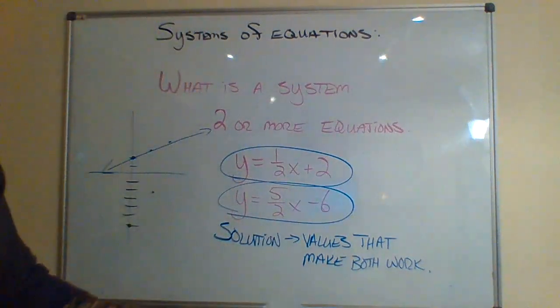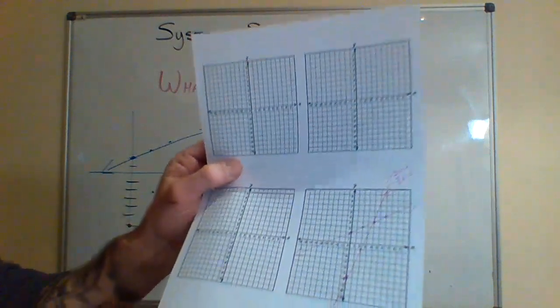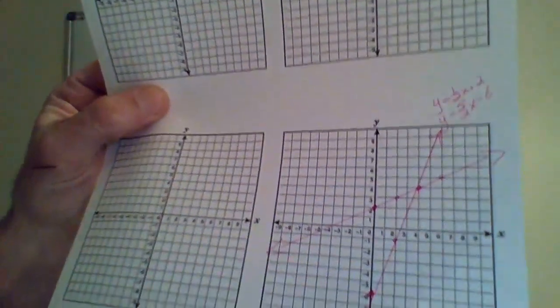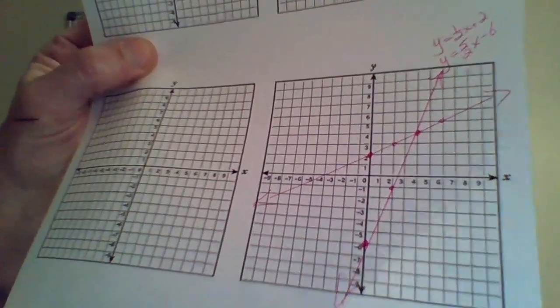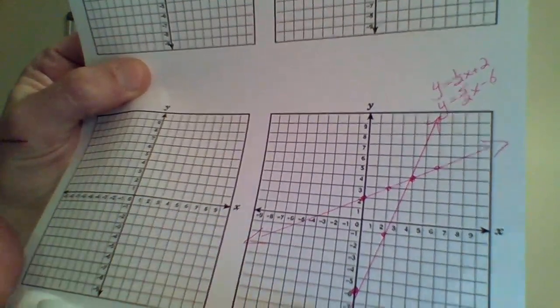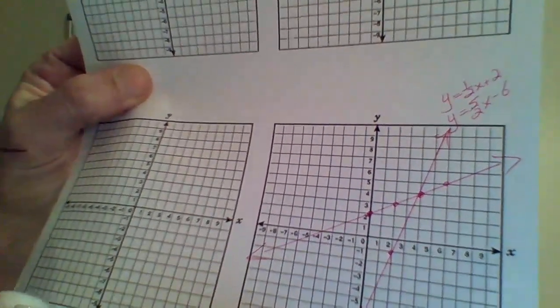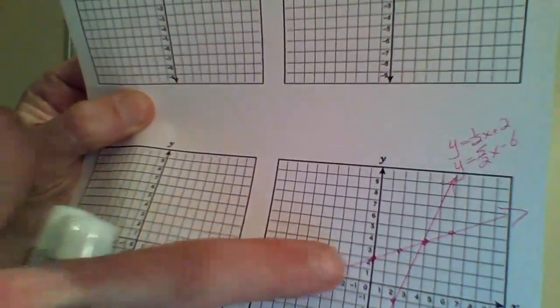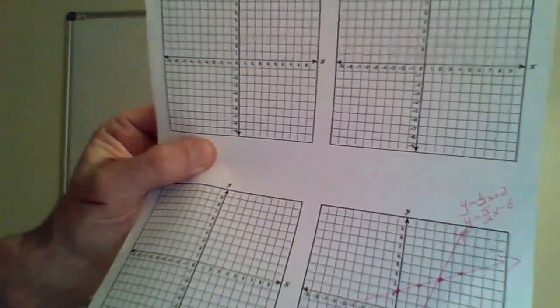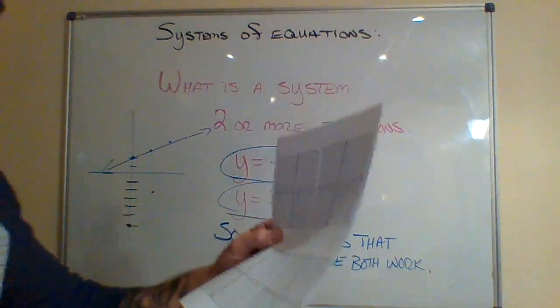I've graphed them both here. I'm going to try to show you this. We'll see how that goes. So what I'm looking at there, I'm trying to see if it shows. Here's my y equals 1/2 x plus 2. Here's my y equals 5/2 x minus 6. When I graph them both, they eventually intersect, and they are intersecting at that point 4, 4.